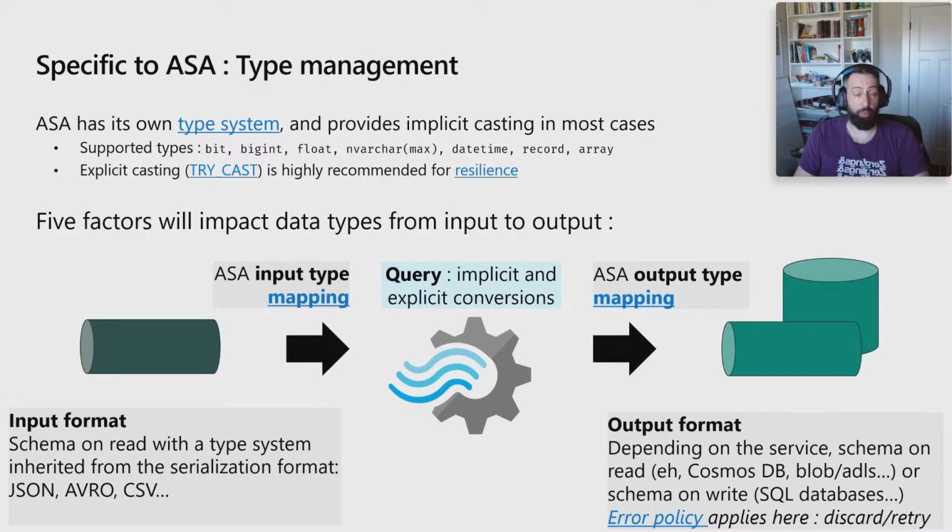So the types we support are bit, bigint, and bigint can be used for any kind of integers. Float, nvarchar(max), no precision. Everything's an nvarchar(max). There's no nvarchar(200). There are no problems of performance, just go there. Datetime, which is actually datetime2. And record and array. We will talk about records and arrays because they're specific ones.